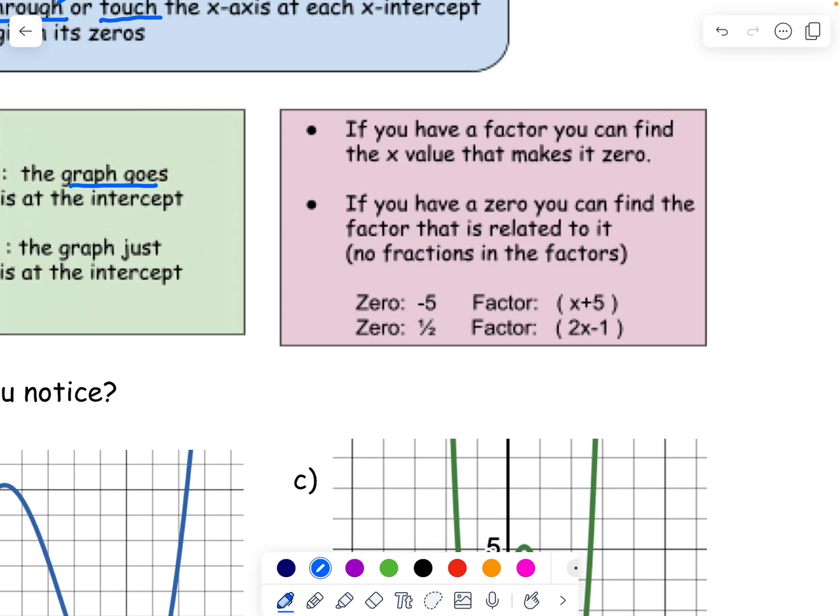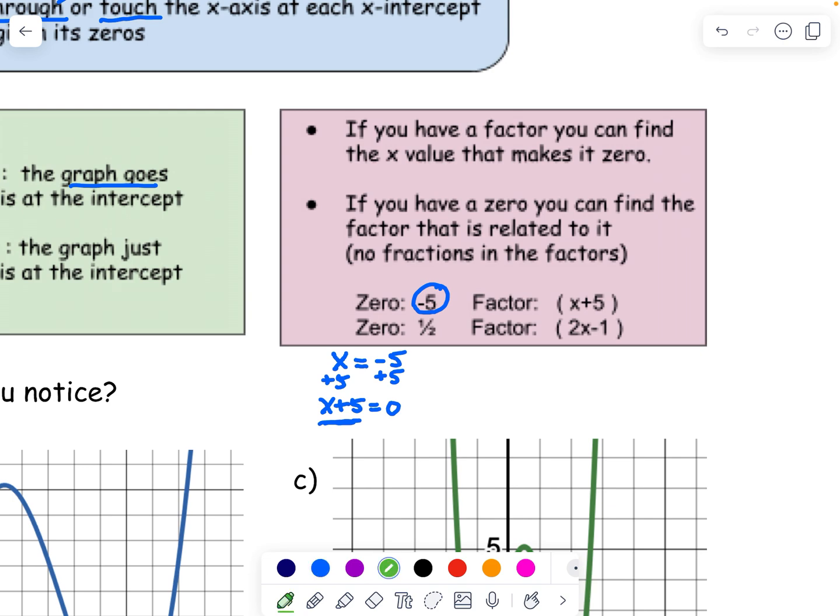If you have a factor, you can find the x value that makes that zero. That's called the zero, right? But if you have a zero, you can also go to the factor. So for instance, when I have a zero of -5, that really means that x was -5. And to find out the factor, I get 0 on one side. And so x plus 5 would have been 0. So there's the factor, okay?